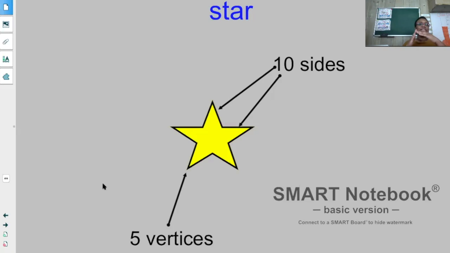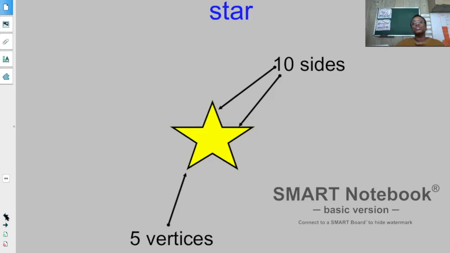And our vertices, what are those again? Well, if you said the corners, you would be correct. It's where the two edges or the two sides meet that form that corner or the vertice. Can you count and tell me how many corners our star has? That's right, 5. And I mentioned it was a 5-pointed star. So if we count, we can see that it has 5 vertices or 5 corners and 10 sides.